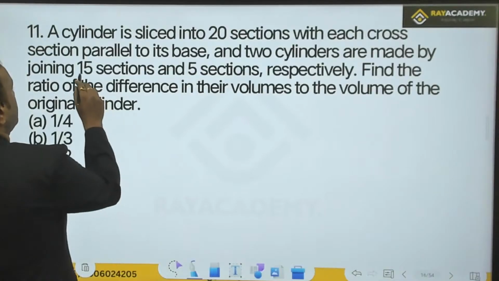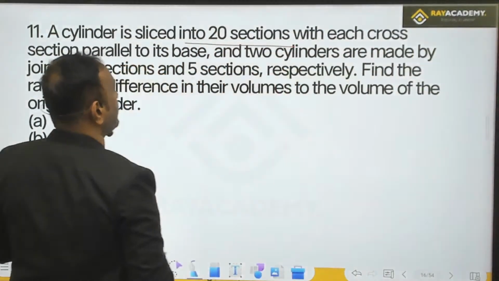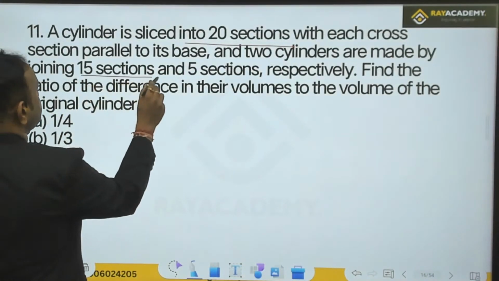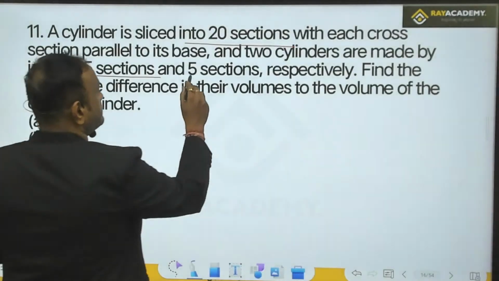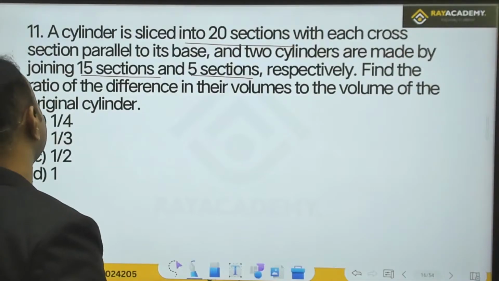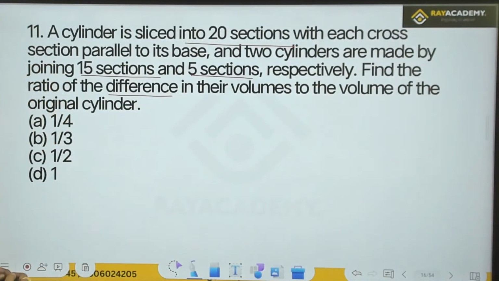So first the cylinder which you had, we divided it into 20 sections parallel to its base. Then we have taken those 15 sections and the 5 sections. You made a separate cylinder from each. Find the ratio of the difference in the volumes to the volume of the original cylinder.